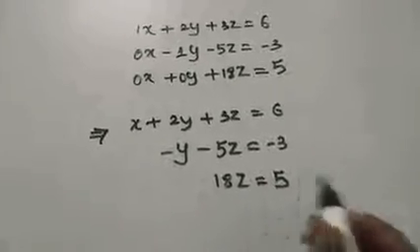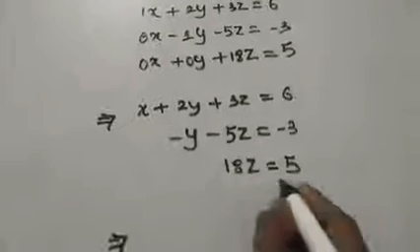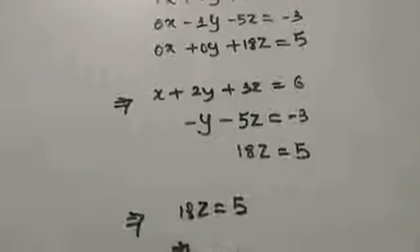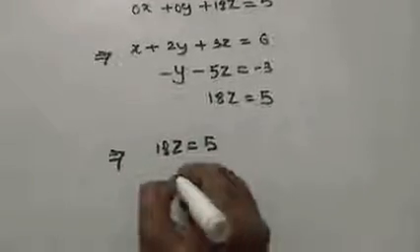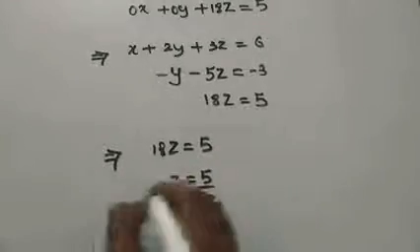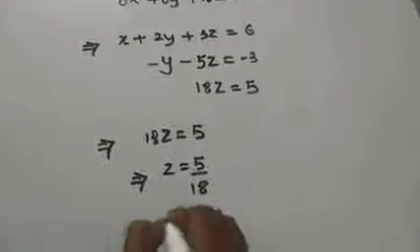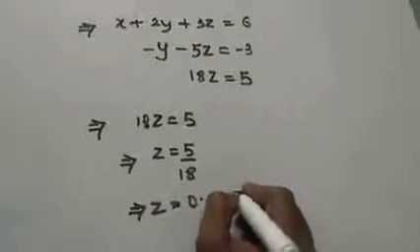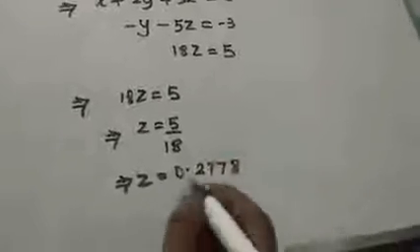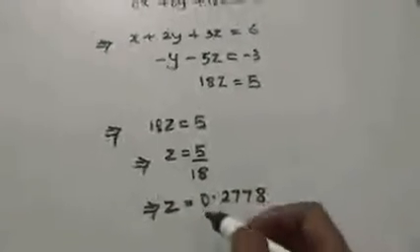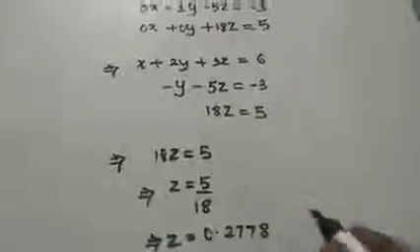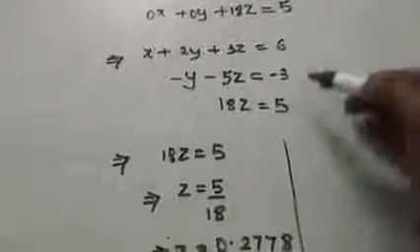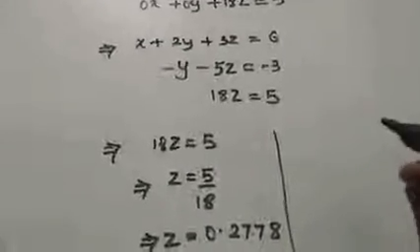We can see that from the third equation, equation number 3, 18z equals 5. So from here we can get our z value, that is 5 by 18. If you divide it, you will get 0.2778. So we got the value of z as 0.2778. Now this z value we can put in the second equation. So we are doing the back substitution. This is called the back substitution method.